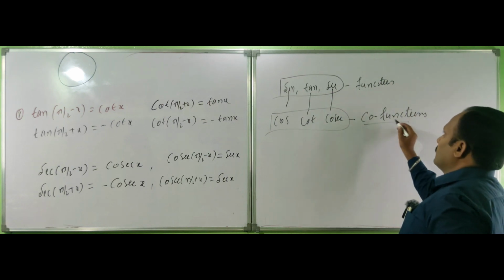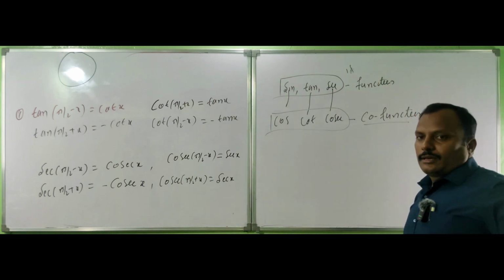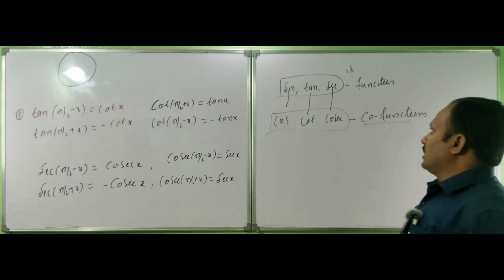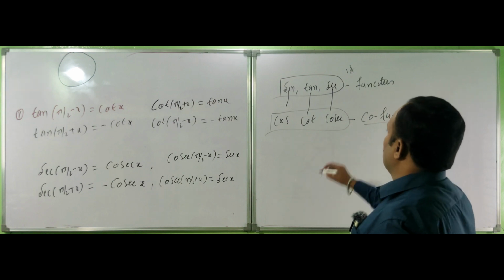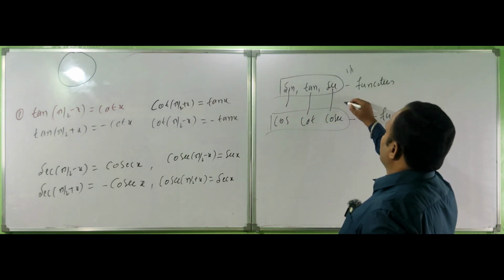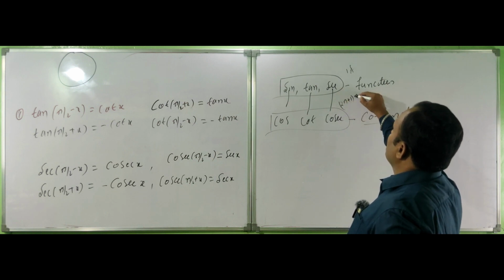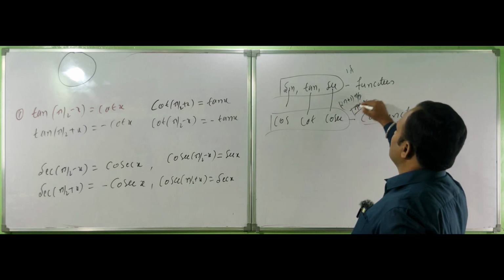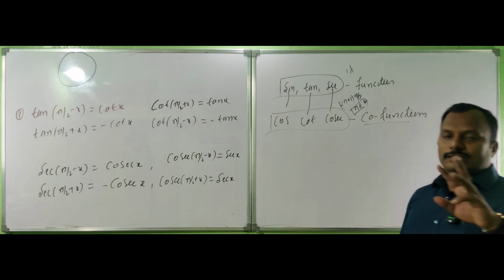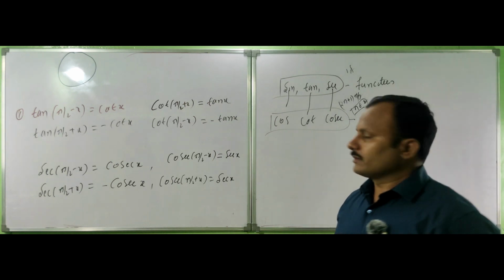Co-functions. Co-function means at odd multiples of pi by 2, that is (2n plus 1) pi by 2, where n belongs to Z, any integer. The function changes from sine to co-function.